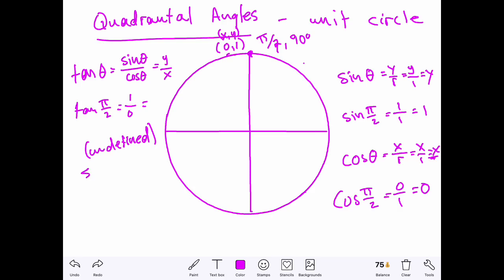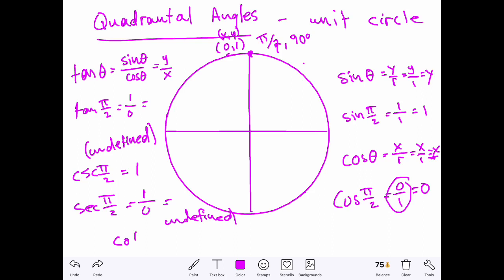Cosecant. Cosecant of pi halves is paired with sine, and it would just be sine flipped over. 1 over 1 flipped over is 1. How about secant of pi halves? Well, secant of pi halves would just be cosine flipped over. Cosine was 0 over 1. Let's flip it over. 1 over 0. We've got to write as what again? Undefined.